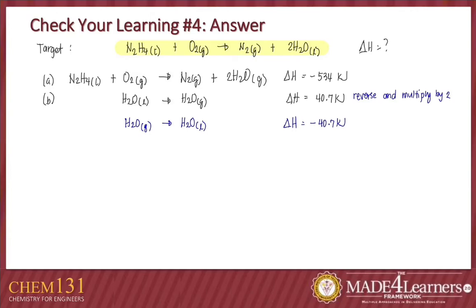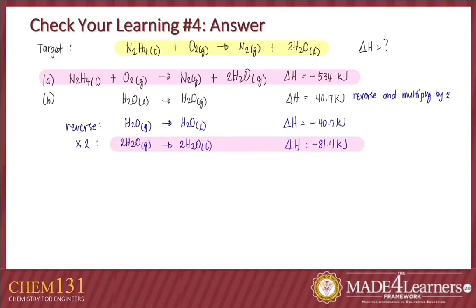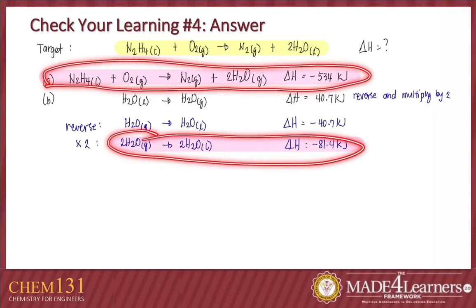And then, we multiply. So, this is the reverse. And then we multiply by 2. So, times 2. So, 2H2O gas, 2H2O liquid. So, what is the delta H now? So, 40.7 times 2, that would give us negative 81.4 kilojoules. So, next, what we will do is look at equation A and the one that was reversed and multiplied by 2. So, what is common to the two equations? What is common to both of them?